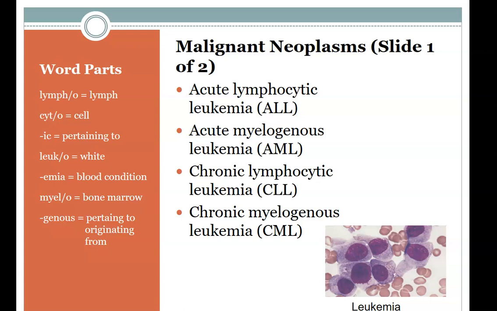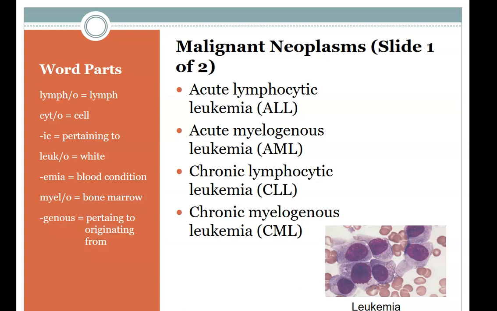Acute lymphocytic leukemia, also abbreviated ALL, is also termed acute lymphoblastic leukemia. It is characterized by uncontrolled increase in the number of immature lymphocytes. It is the most common type of leukemia for individuals younger than 19 years of age. Note that the lymphocytes are a form of white blood cells.